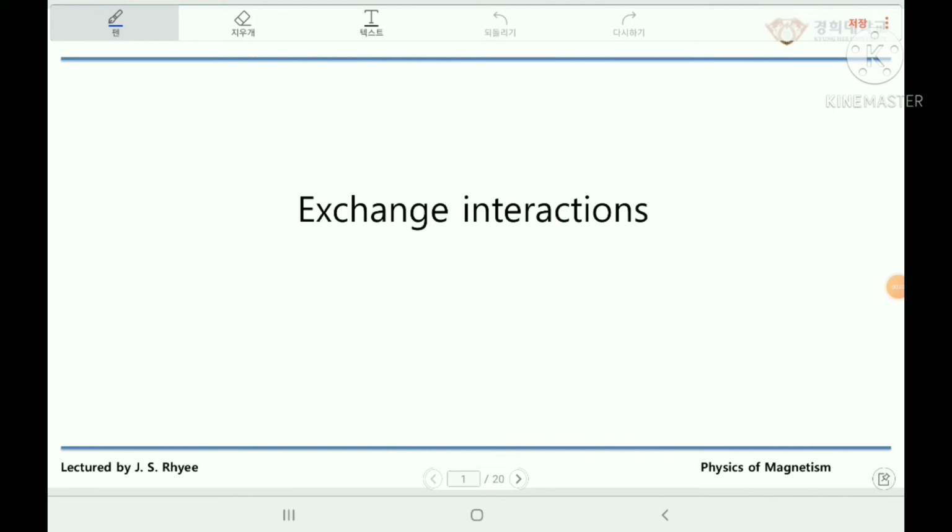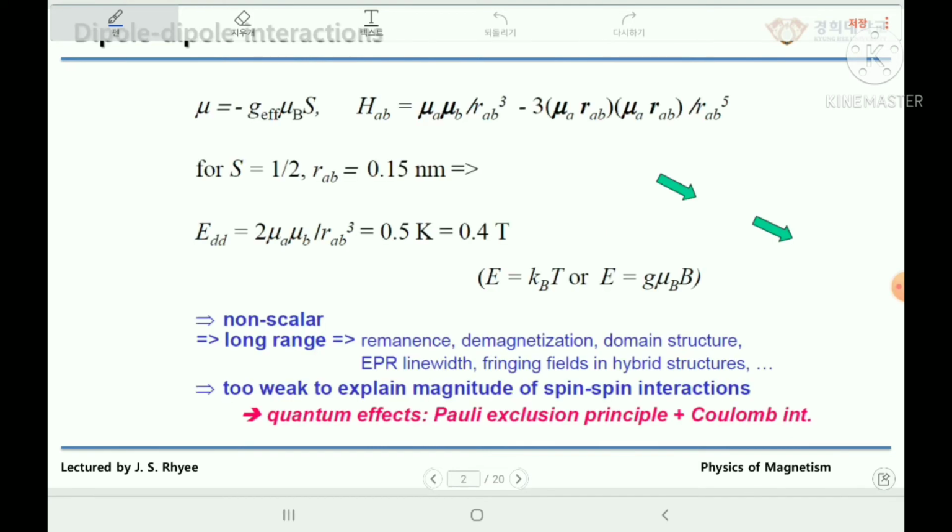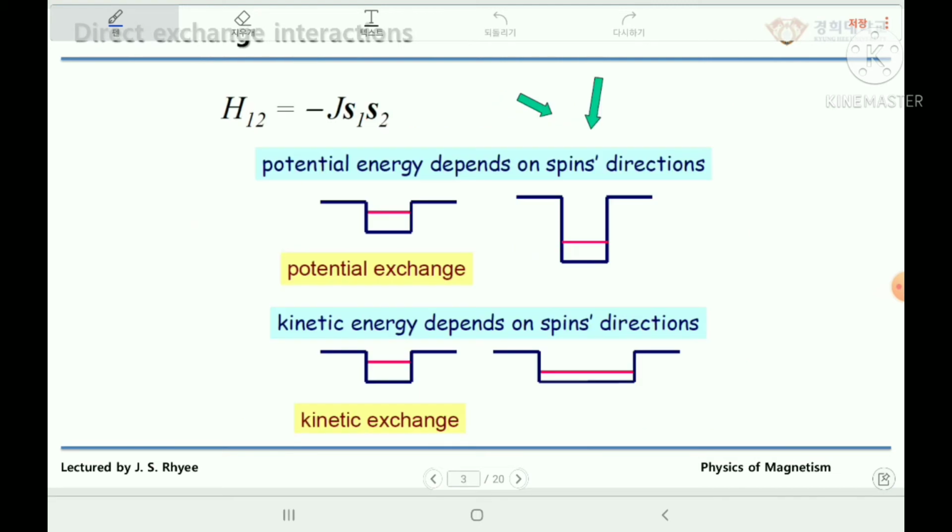Here we find various exchange interactions. And as I said, the dipole-dipole interaction is too weak to describe the long-range magnetic ordering. We should consider the exchange energy, like the Heisenberg exclusion principle and the Coulomb interaction, and the exchange energy concept is devised from Heisenberg.